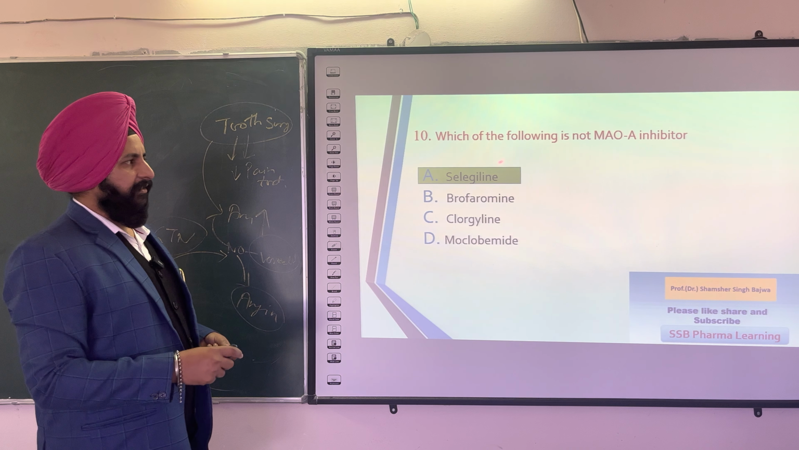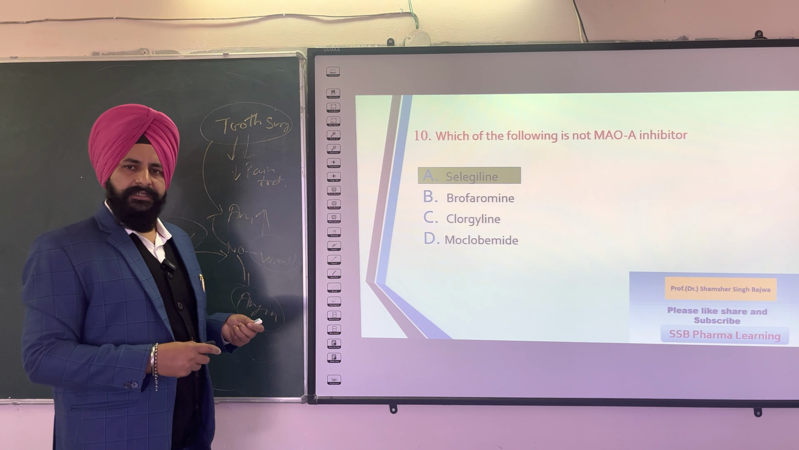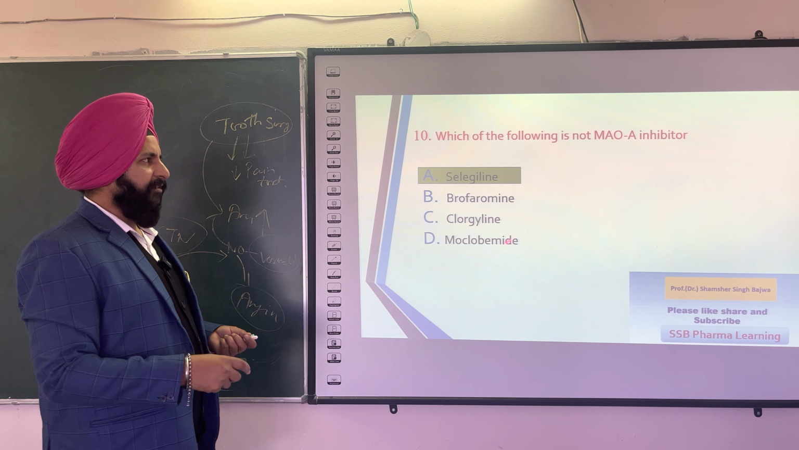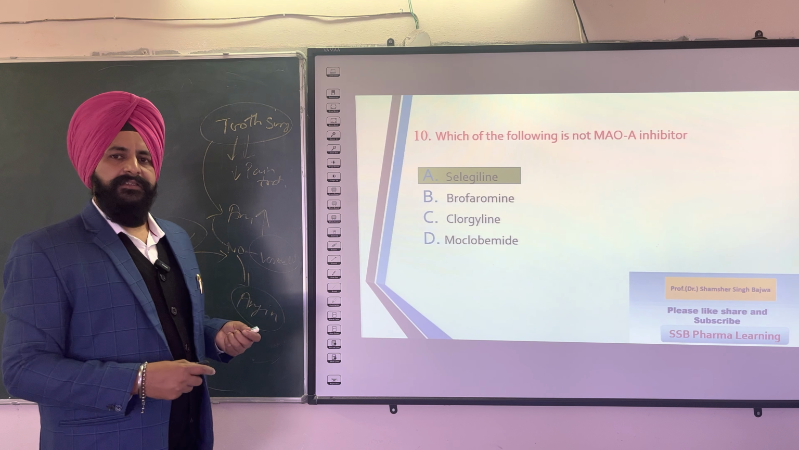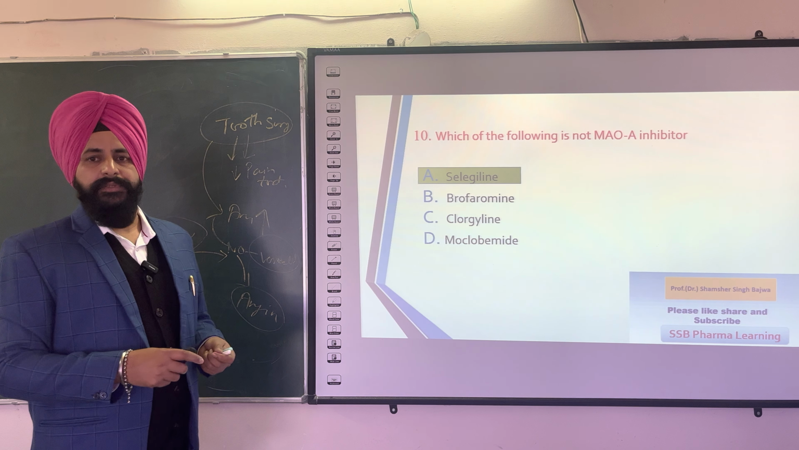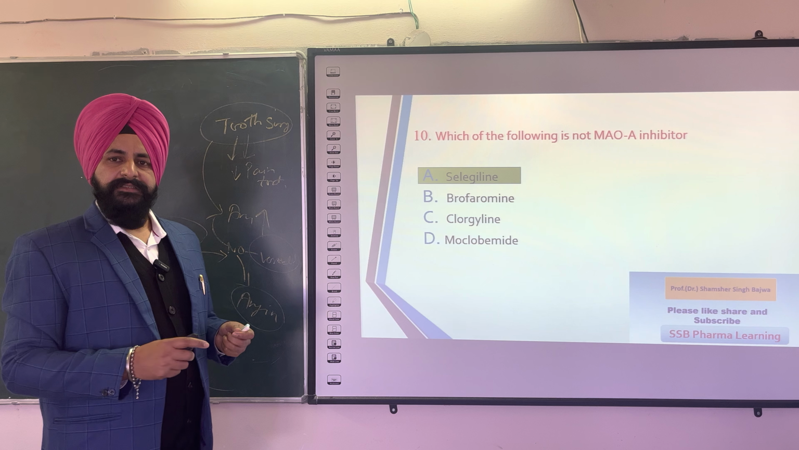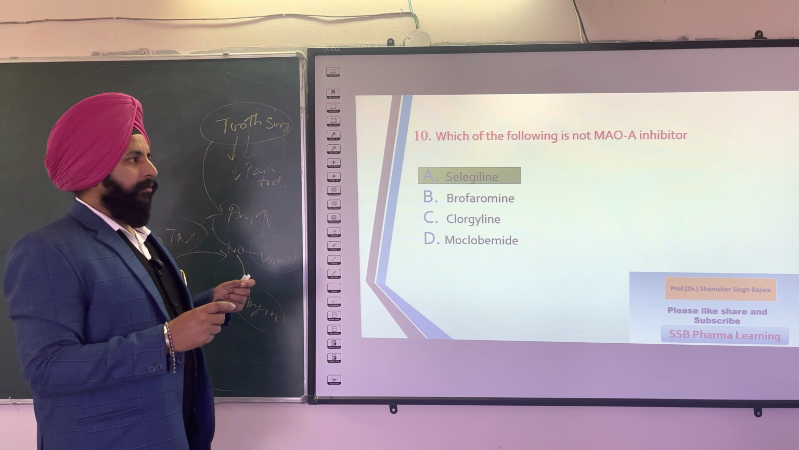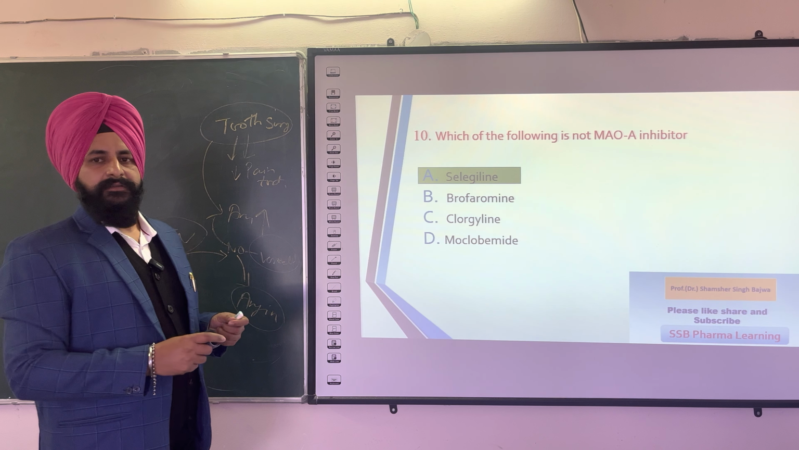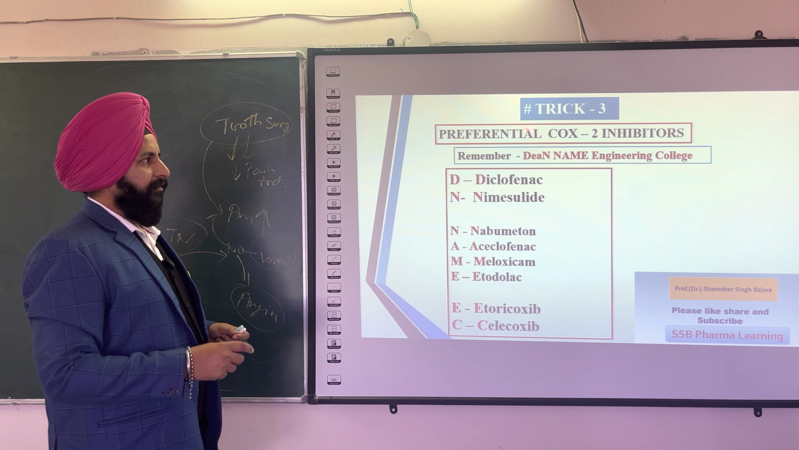You know that selegiline is a MAO-B inhibitor which is preferred in the case of Parkinson's disease, a neurological disorder, to increase the level of dopamine. And MAO-A inhibitors are the type of drugs preferred in some other neurological cases. And these other three are MAO-A inhibitors. Selegiline is a MAO-B inhibitor. So MAO-B is present more in the CNS, A is less in the CNS and more in the periphery. So you remember always this thing. So this is another trick.